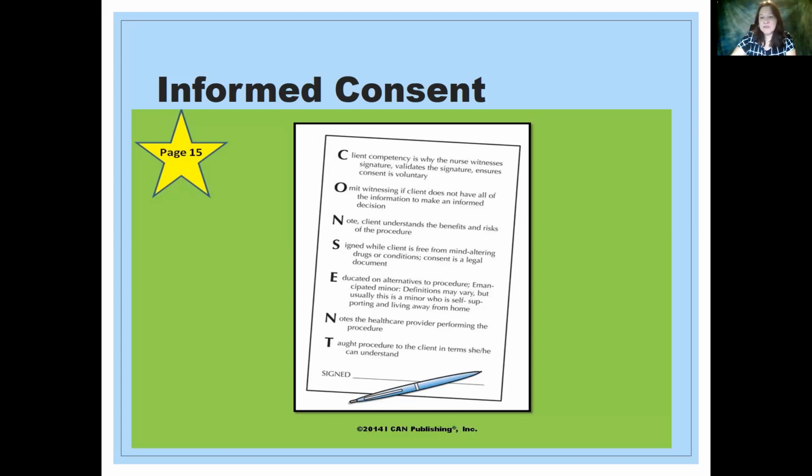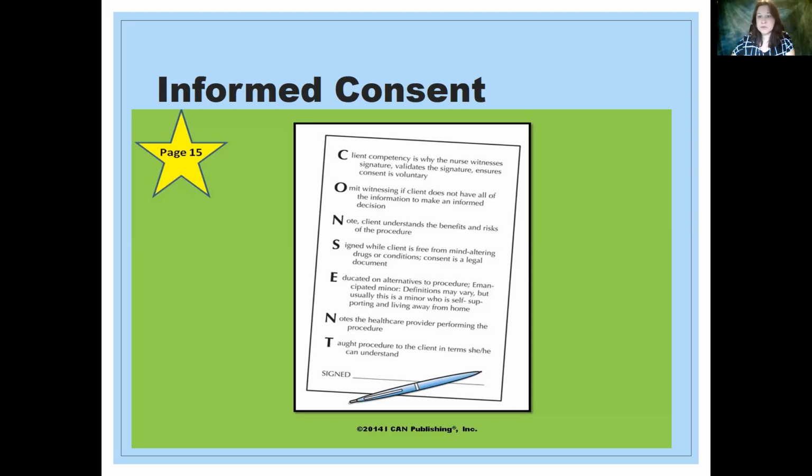If the client doesn't read or write, the consent should be read out loud to the patient, and you should document that this was done. So there should be a narrative note to indicate that the patient is unable to read and that the consent was read verbally. If the patient can't sign their name, they can mark an X in lieu of a signature. So I told you everything that the healthcare provider needs to do.